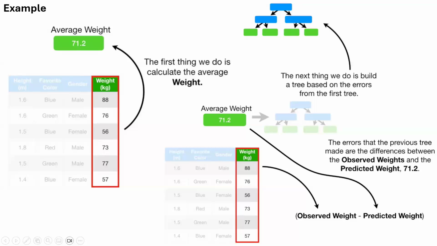And we also call that residuals. So the first step is to come up with a single leaf. That single leaf would be nothing but the average value of all the labels. Here the label is the weight. So we come up with the average value as the first leaf.